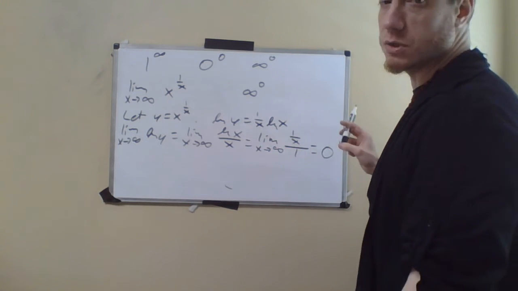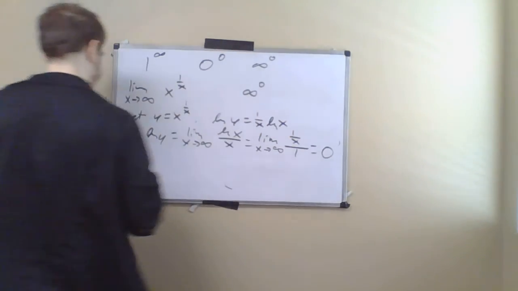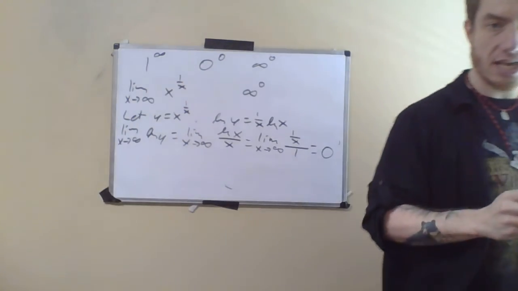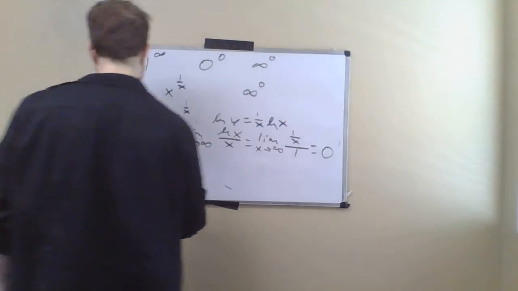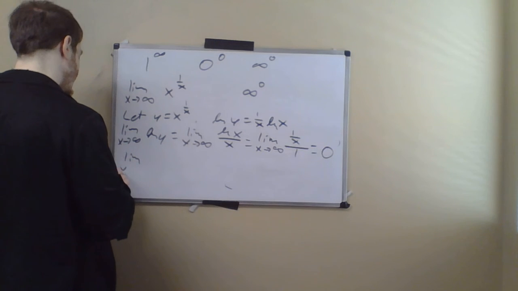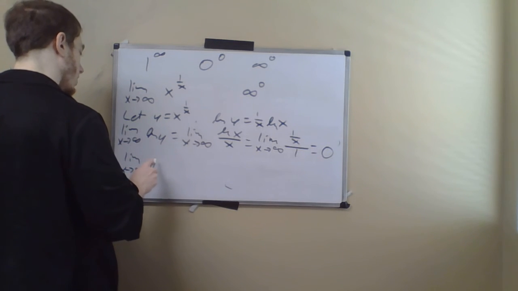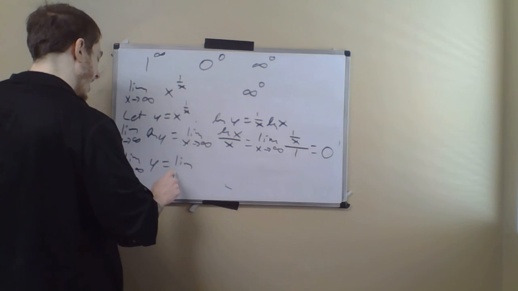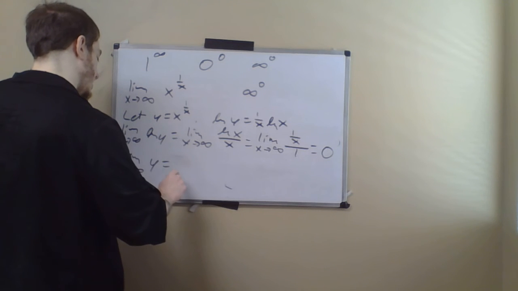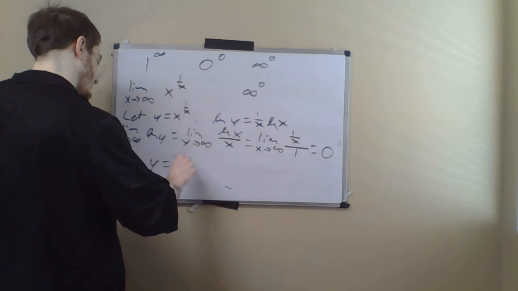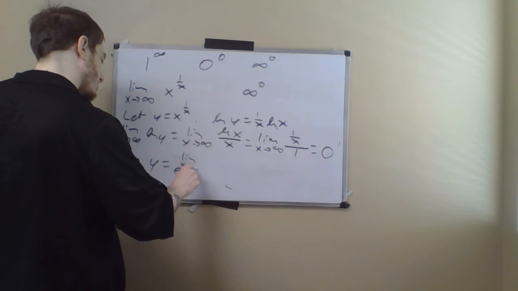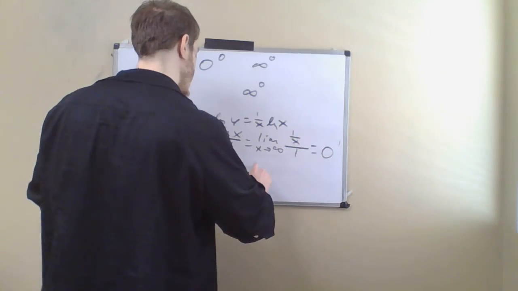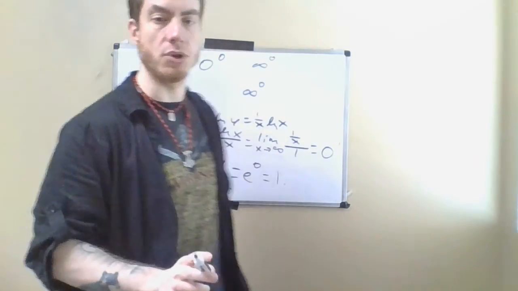Now, the reason why this works is because the exponential function is continuous. And therefore, what we can say is that the limit as x approaches infinity of y is equal to e to the limit as x approaches infinity of the log of y, which in this case is e to the 0, which is equal to 1.